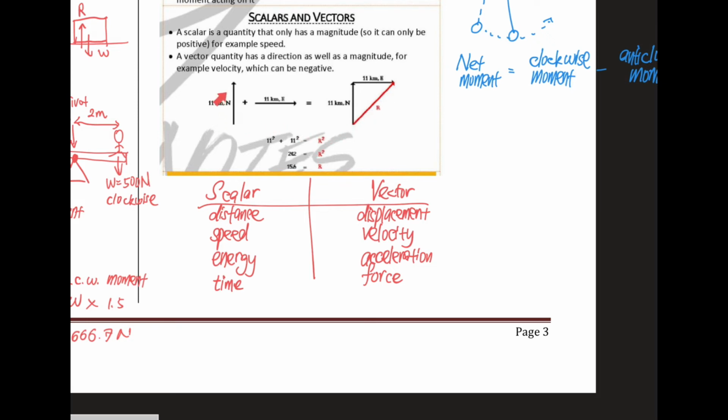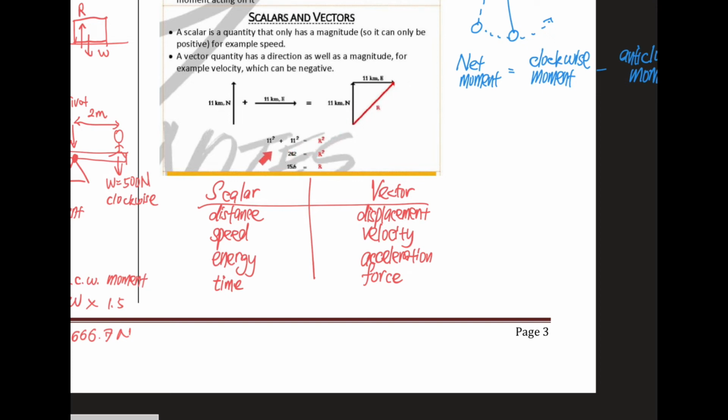So what we do is we just join up the two vectors. Vectors you can represent by using a line with an arrow. First go up by 11 km north, then join up with 11 km east. So this is the starting point and this is the end point. You draw a straight line to join up the starting point to the end point, and then you get the displacement. Displacement is where you look at the starting point and the end point, then you draw a straight line. That is the displacement.